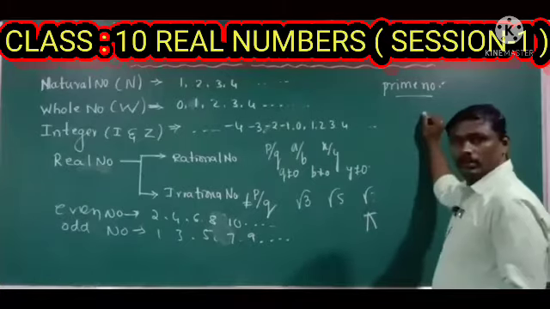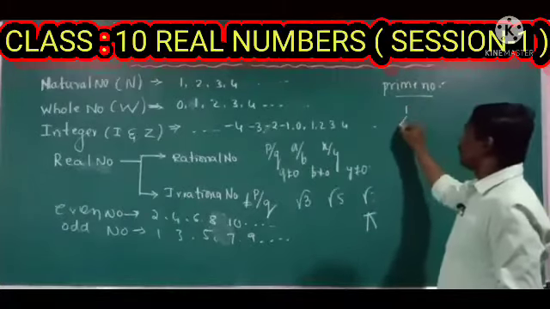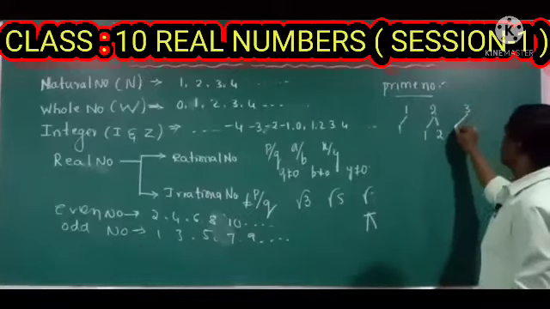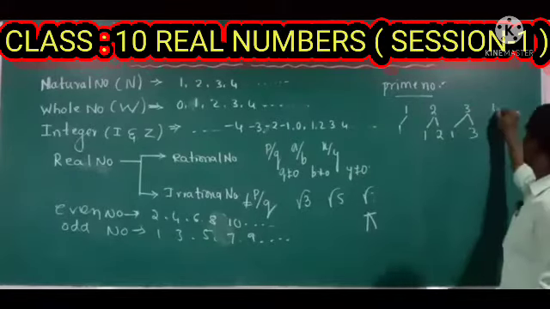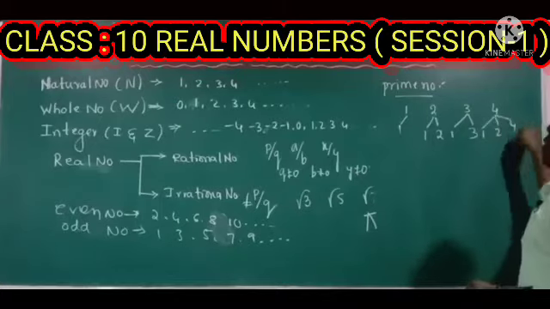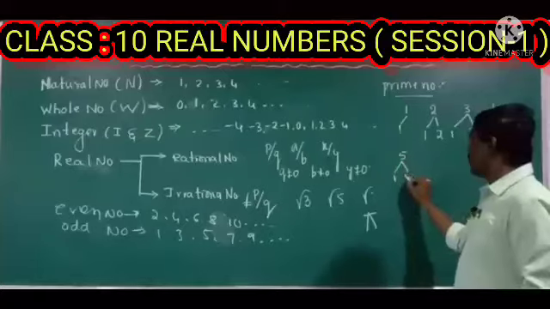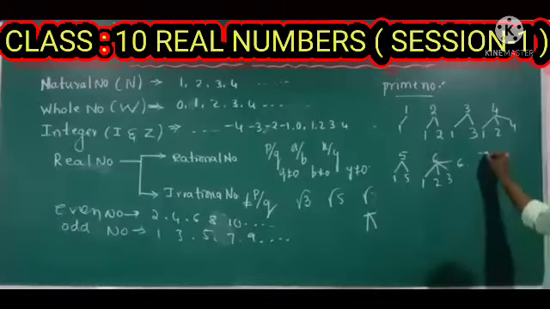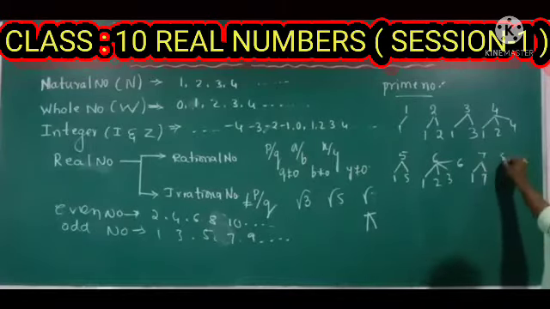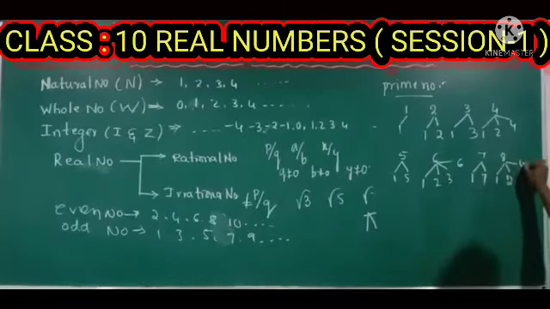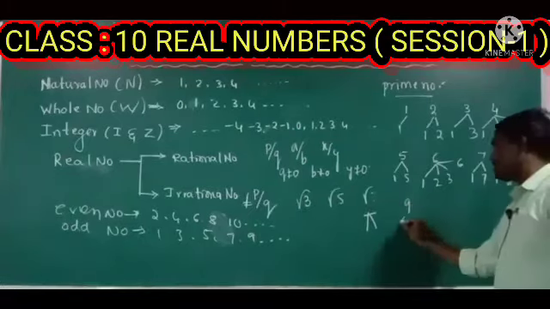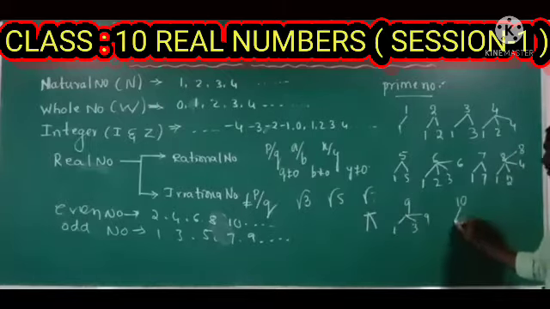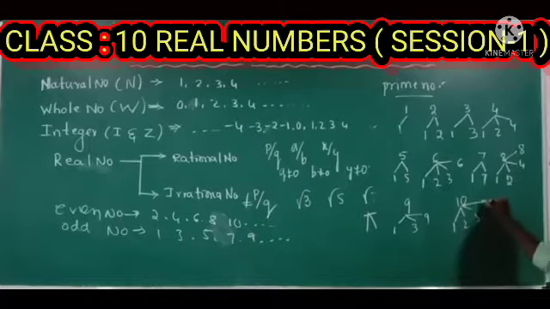For example, here 1 is divisible by 1 only, 2 is divisible by 1 and 2, 3 is divisible by 1 and 3, 4 is divisible by 1, 2, 4, 5 is divisible by 1 and 5, 6 is divisible by 1, 2, 3 and 6, 7 is divisible by 1 and 7, 8 is divisible by 1, 2, 4 and 8, 9 is divisible by 1, 3 and 9, right? Take up to 10, 10 is divisible by 1, 2, 5 and 10.